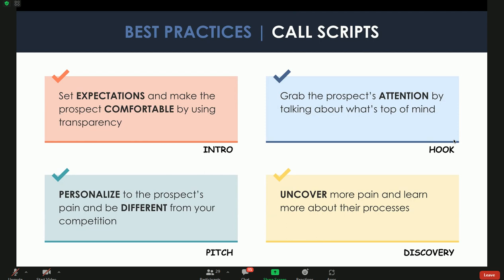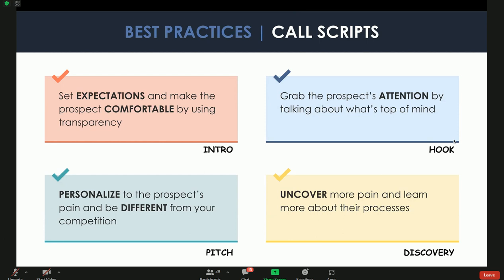Last point here comes to discovery. So we've given our intro, we've introduced who we are, told them why we're calling. Then we go to the hook, try to get their attention. Okay, we've grabbed their attention. Now we're going to go into the pitch, personalize that pitch in terms of what we think or what we know they're dealing with. And now we go to discovery. We're going to cover more pain, learn more about their processes. So at that point, we can go in and close, personalize that close, and ask for the time so that we know exactly what they're dealing with and exactly how we can solve it, right? So you want to get them talking.